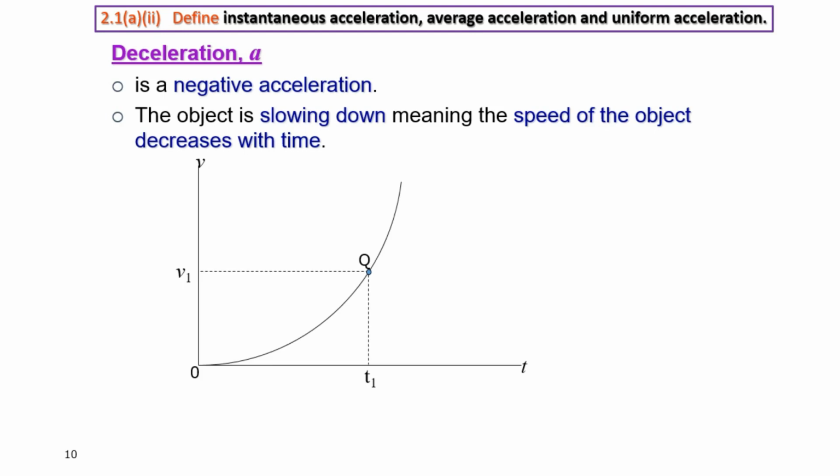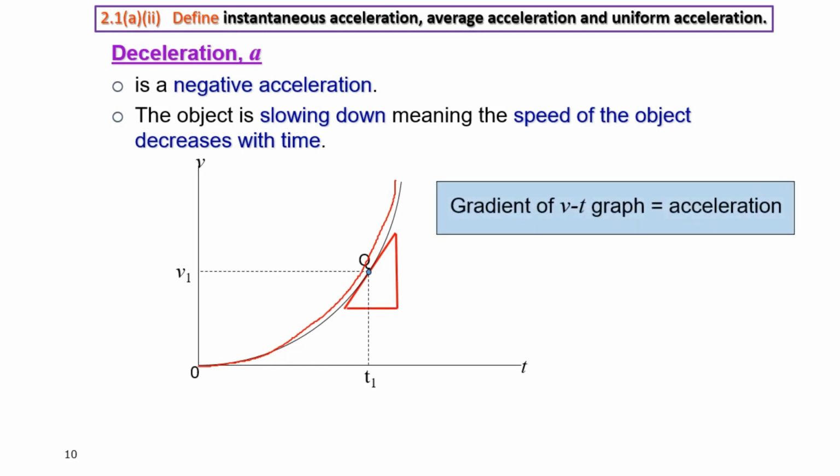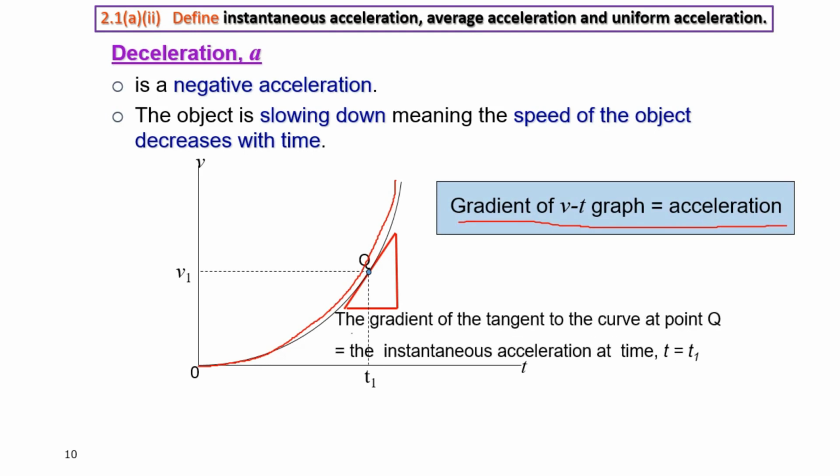Now we have the v-t graph, and this is an increasing graph, and we have the gradient at point Q. So the gradient of the v-t graph is equal to the acceleration. The gradient of the tangent to the curve at point Q is equal to the instantaneous acceleration at time t equals t1.